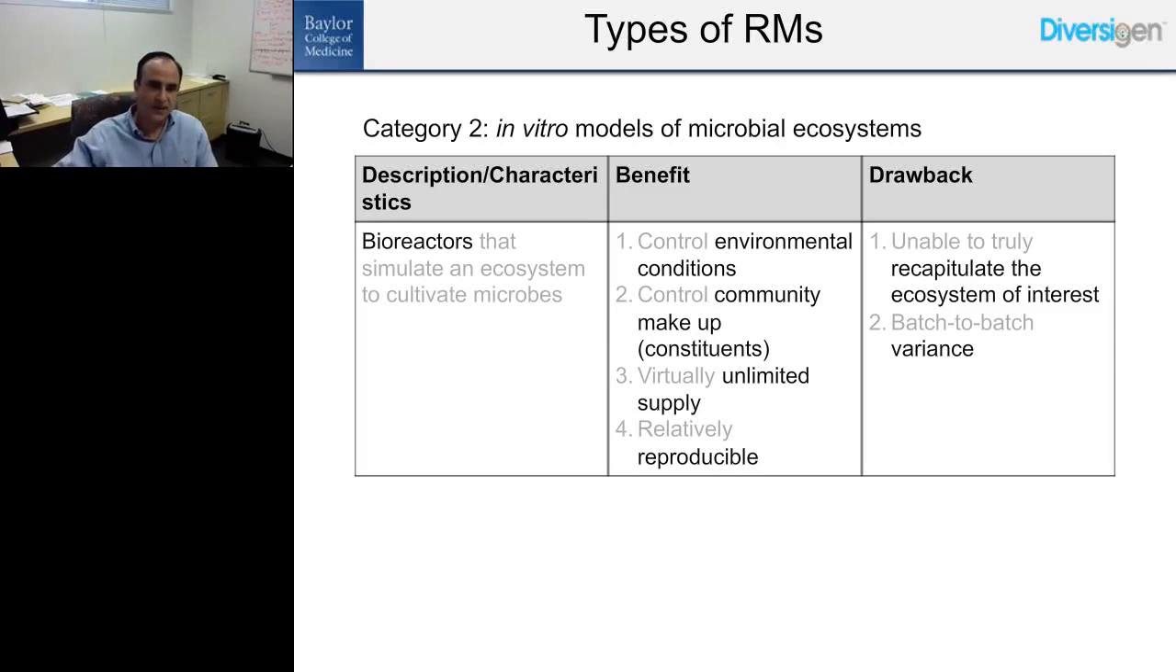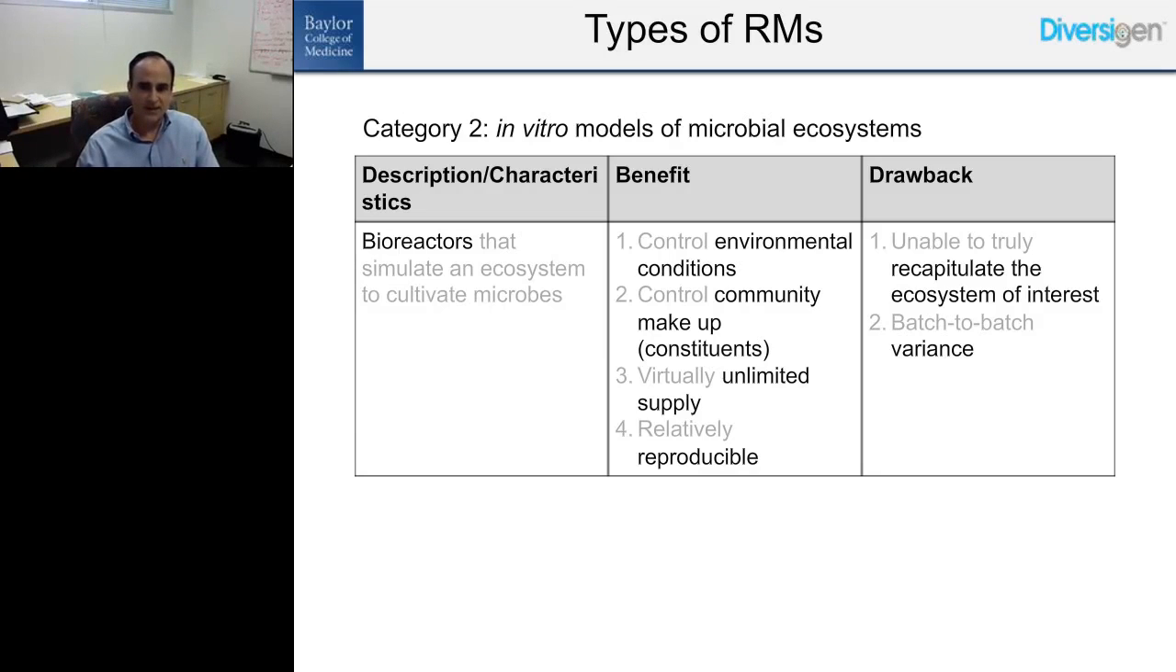So the second category would be an in vitro model, and this would be the use of a bioreactor to cultivate microbes. In the subsequent slide, we'll talk a little bit more about how we can utilize that for different types of reference materials. The benefit of this is that you can control the environmental conditions of the bioreactor. You can control the community makeup. And then you have virtually unlimited supply to cultivate in the bioreactor. And then it's relatively reproducible.